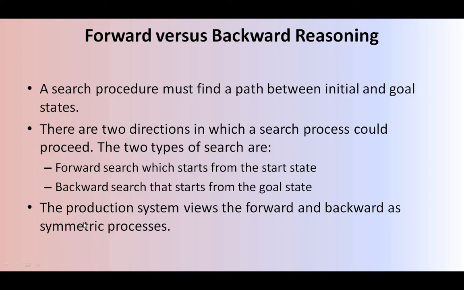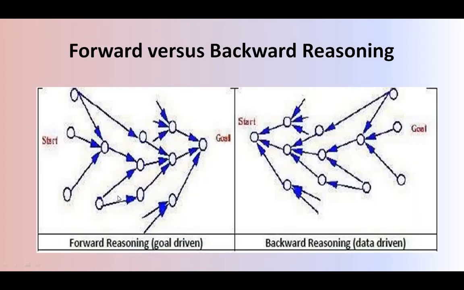Let us see diagrammatically how these two can be represented. Let us see in this diagram. Here it is the starting state, and here it is the goal state. See in which direction all are moving: towards the goal direction, hence goal oriented direction. Hence this forward search is called goal driven direction or goal driven reasoning.